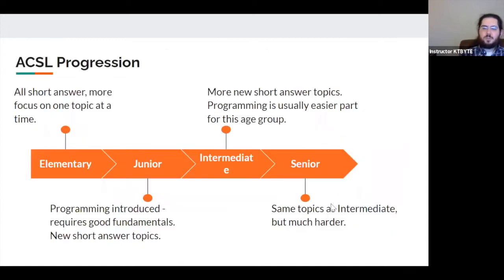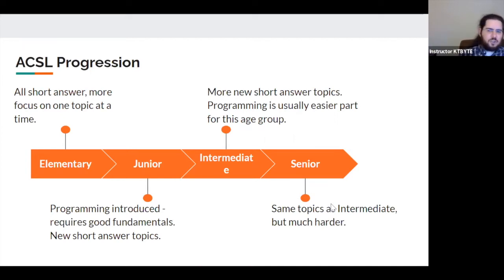So moving on to the progression, this is just a summary of what the difficulty is like. As I mentioned, elementary is all short answer questions. I have another slide that will show what topics are on the short answer, but it's an interesting mix of computer science topics that aren't programming related directly. So it's a way of building thinking skills and logical skills and being very precise with your work, that kind of skill set, which is helpful for programming, but also the theoretical side of computer science as well.